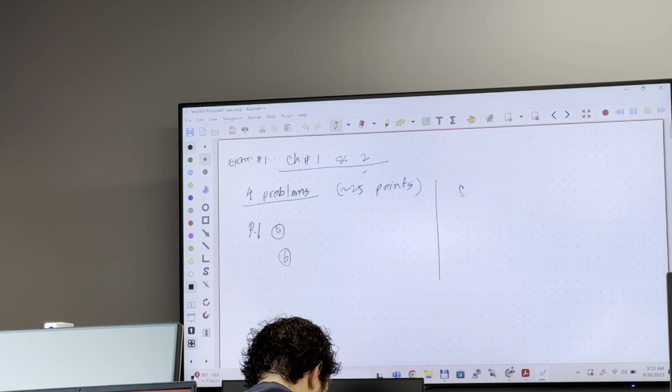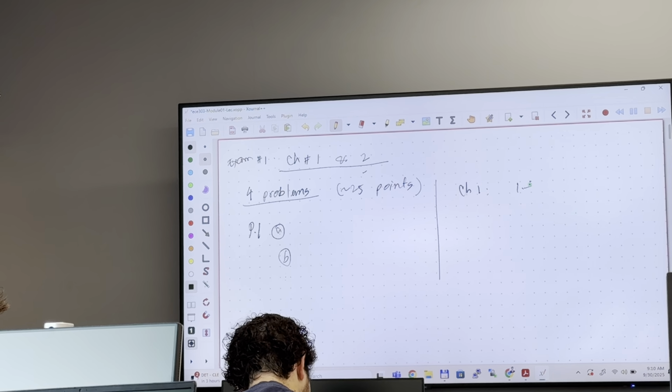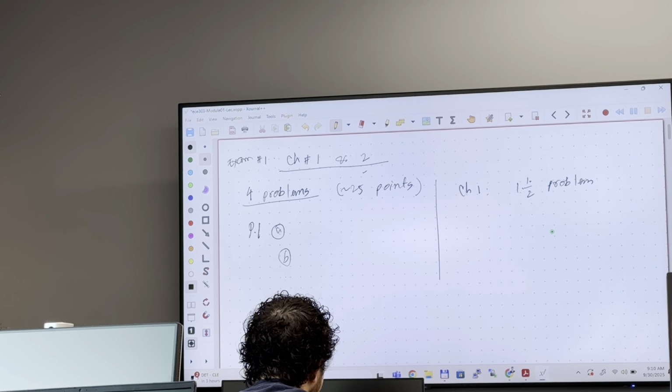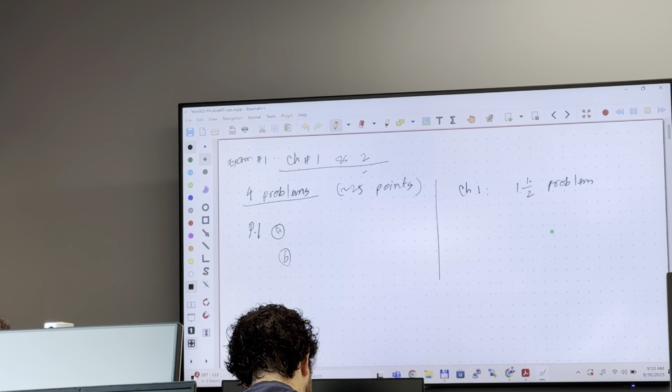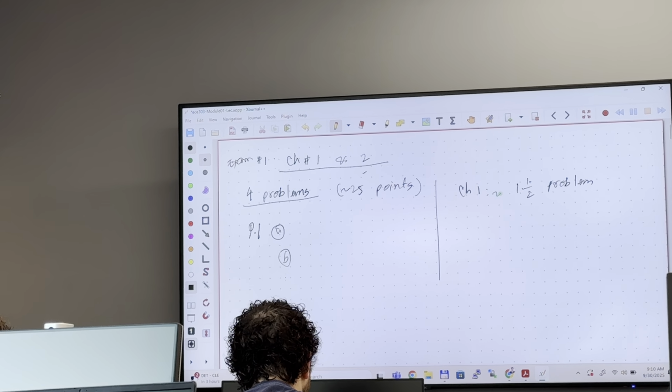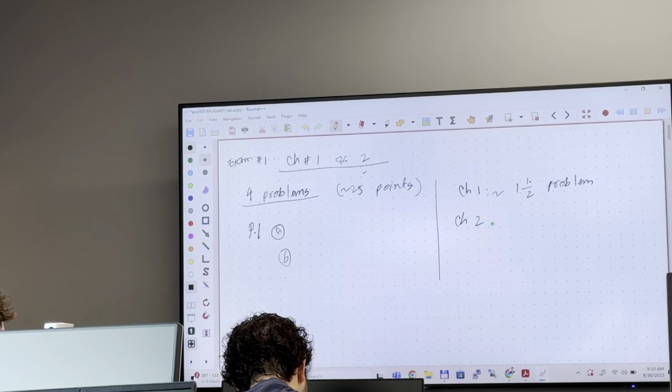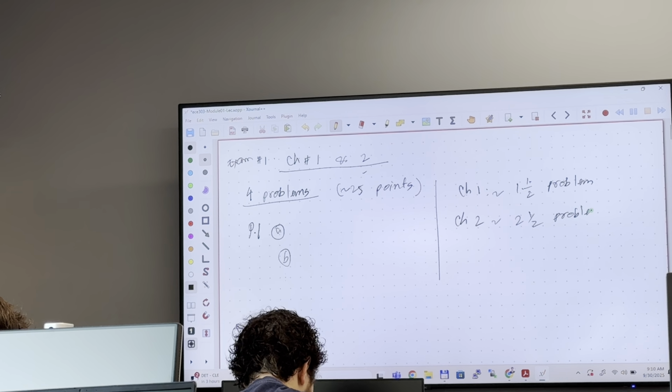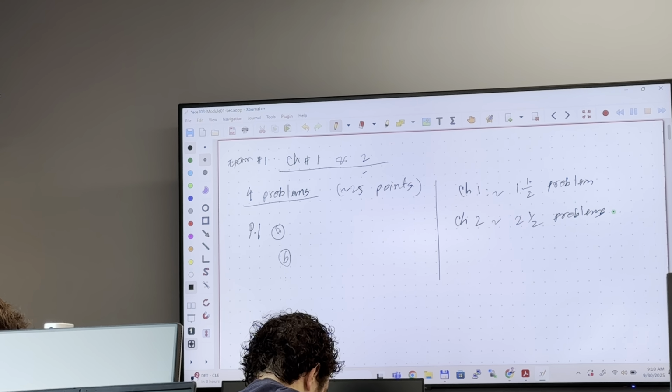From chapter 1, you may expect 1 and a half problems. From chapter 2, you may expect approximately 2 and a half problems.